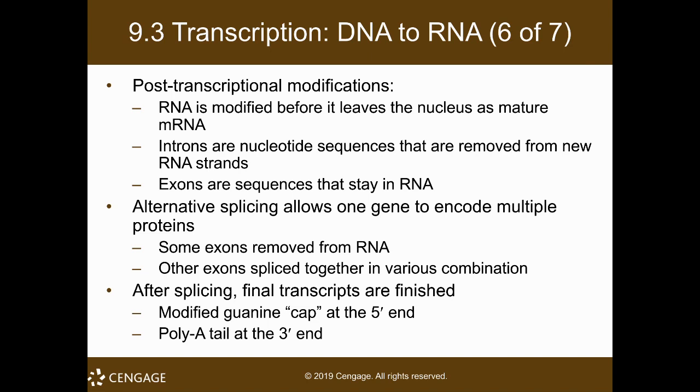a raw transcript that must be edited, removed of errors, and some sections that are not necessary. So introns are the sections that are not necessary, and the exons are the sequences that are retained to create your final transcript. So you remove the introns and retain the exons.